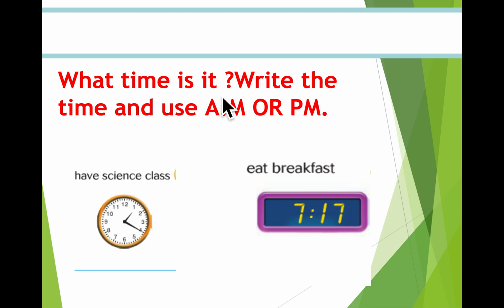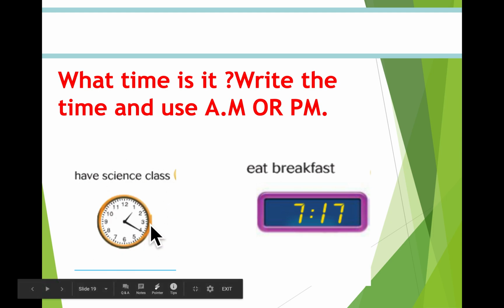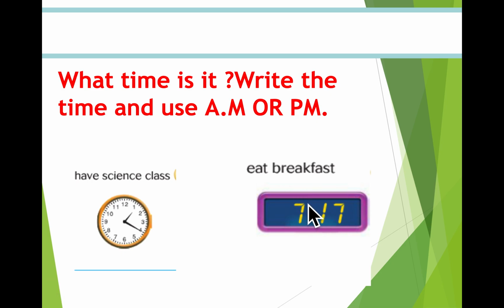Alrighty, what time is it? Write the time and use AM or PM. So we're going to take a look at these two examples. This is the time when I have science class, and this is the time when I eat breakfast. So try to think, what is the time? And I need to make sure I use AM and PM. Take a second, think about it.